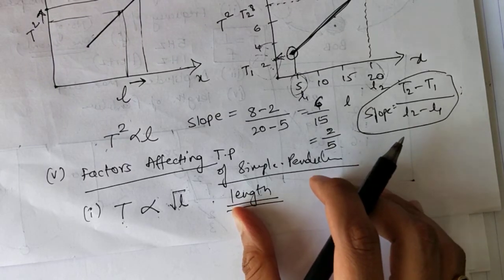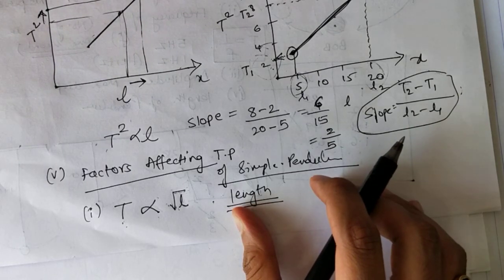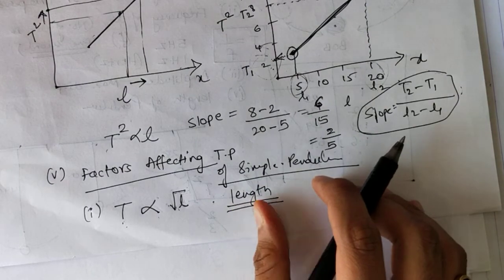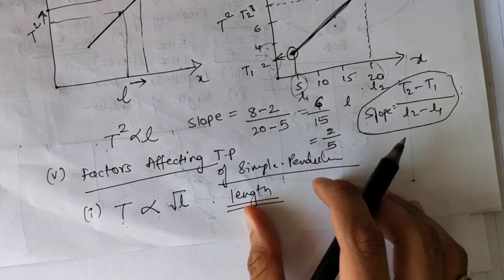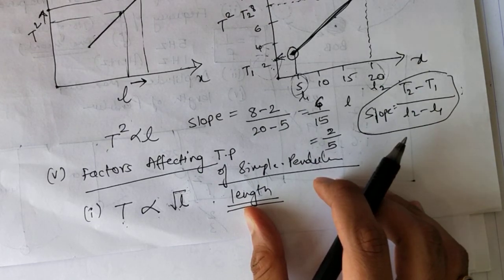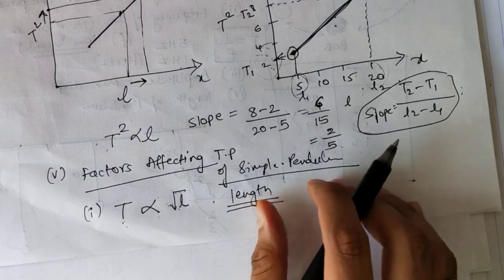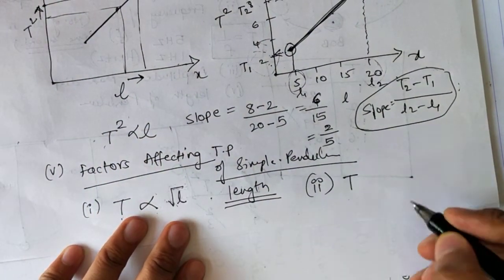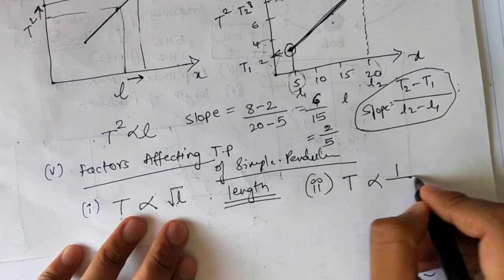Okay. The time period of oscillation is inversely proportional to the square root of acceleration due to gravity. I want you to keep your textbooks in front of you, so that whatever second point I am reading, you have it in front of you. The second point says that the time period of oscillation is inversely proportional to the square root of acceleration due to gravity.